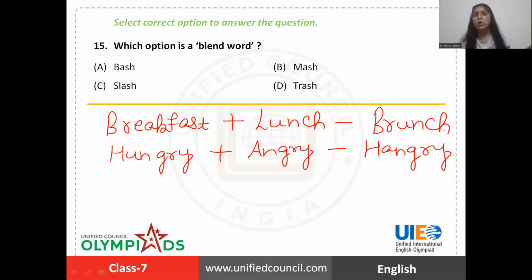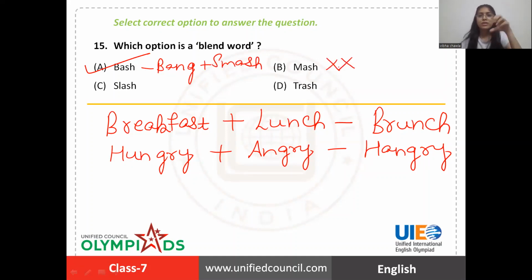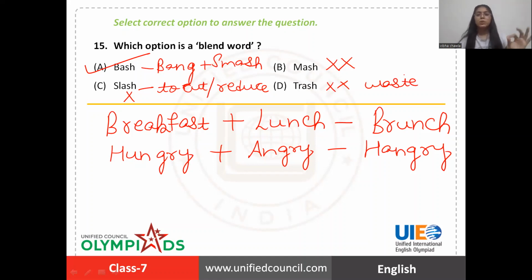So, which of the following is a blend word? And this is bash. Bash is bang plus mash. Mash is not a blend word. Mash is like crushing something, like you mash potatoes. Slash means to cut or reduce something, to cut the price, or reduce the amount of something. To cut or reduce is slashing it. Trash is waste. So definitely the blend word is bash.